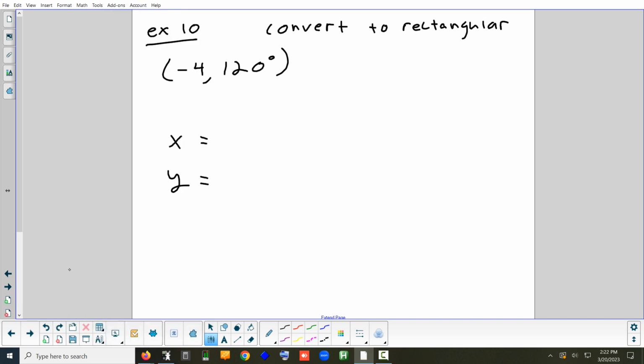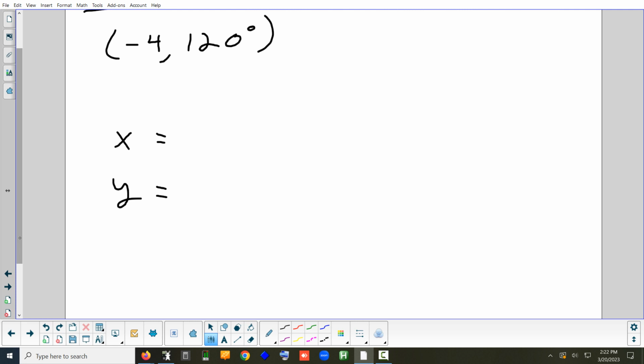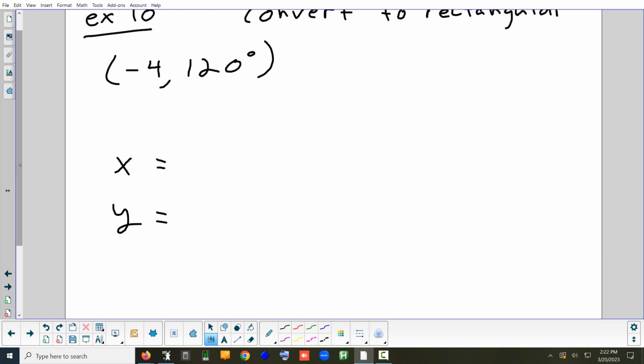What's my formula to find x? Filling in those two numbers, we get -4 cosine 120. We'll worry about that in a second. And what's my formula to find y? Same thing about the sign. Same thing with sine.